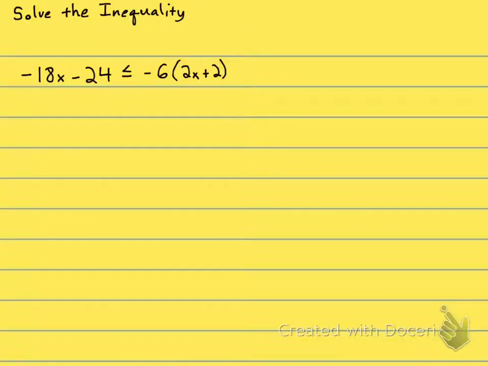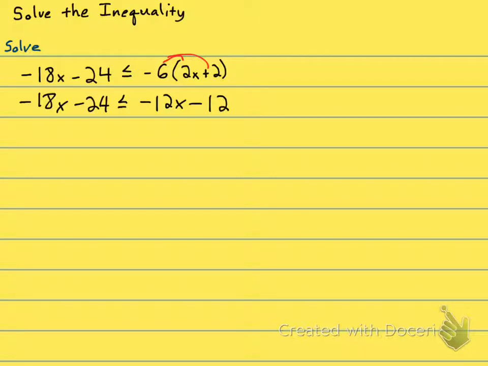We were asked to solve the inequality. This is an inequality because of the less than or equal to sign, and the directions are only going to say solve. So we follow the same steps of solving an equation. First, we need to distribute. We're going to get negative 12x minus 12. The left side just drops down.